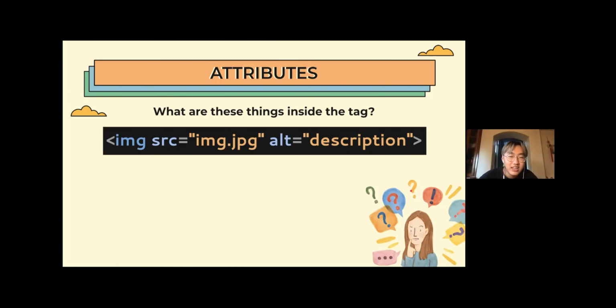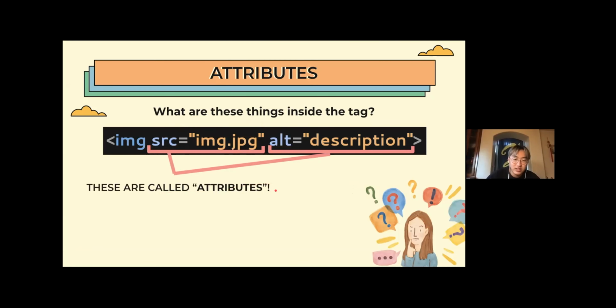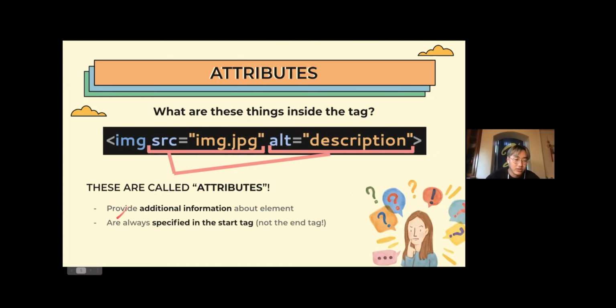And you might have noticed just looking at the image tag that there are two things that are new in format: src equals and alt equals. These are called attributes. What attributes do is provide additional information about an element, here the image element. And they're always specified in the start tag, not the end tag.